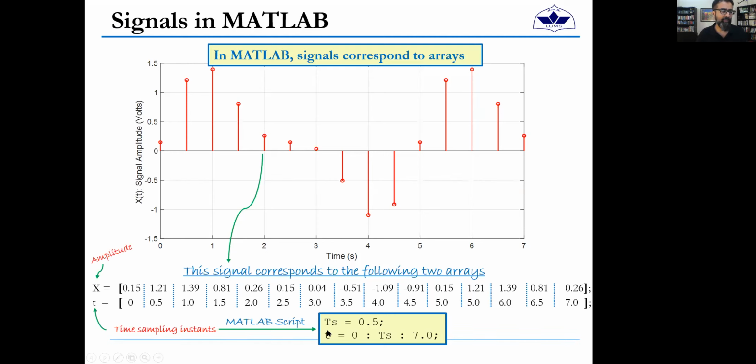Okay? I would have said 0, and then I would have typed 0.5, and then 1.0, and then 1.5. That would have worked as well, but that's too cumbersome, right? Because what if this was from 0 to 100 seconds? It would be very unfeasible to write them explicitly out. The MATLAB script we would use is 0:TS:100. Okay? So MATLAB allows you to deal with sampling very nicely.